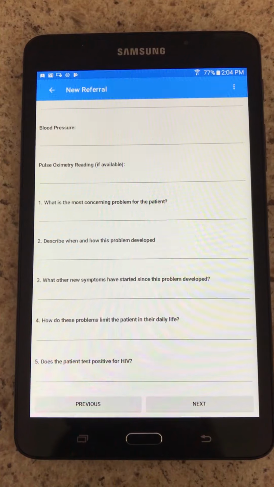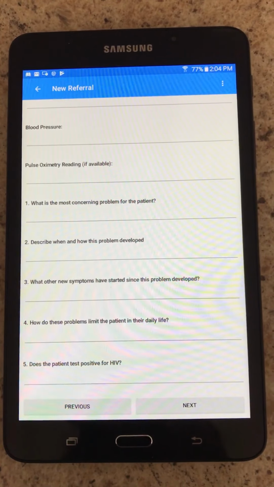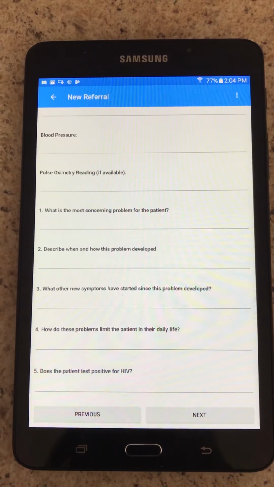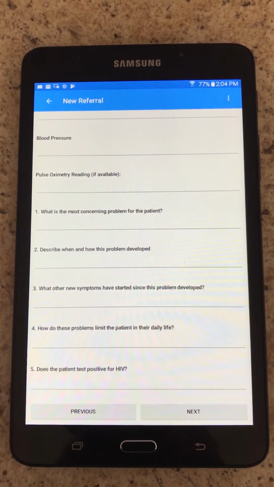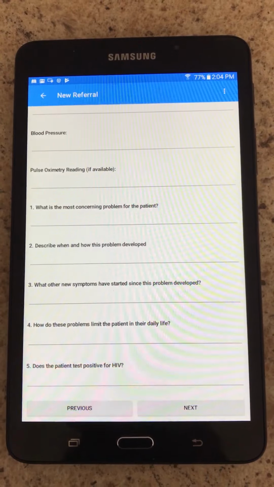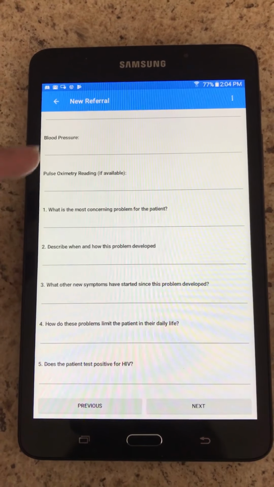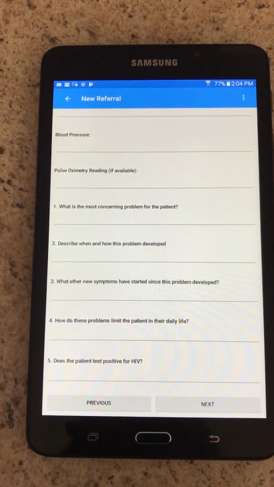Please give a great history about how long this problem has been going on. How did it develop? What are all of the symptoms that the patient is concerned about? Why are they concerned? What are they feeling? What is happening to them? This is a great place for you to include all of that information.